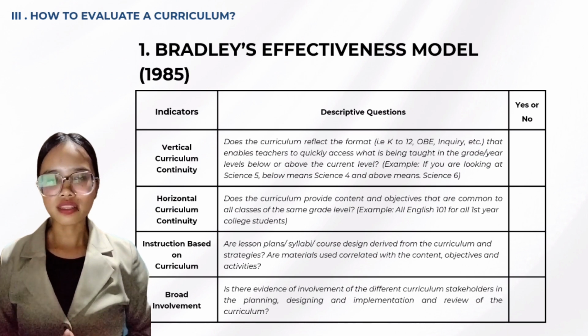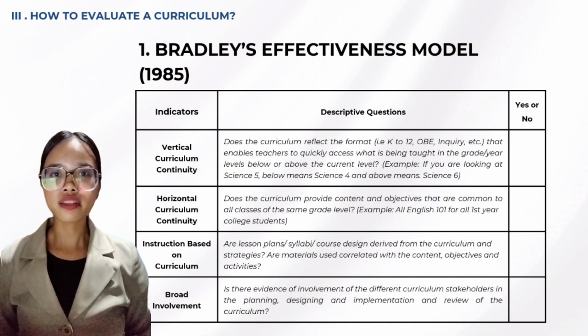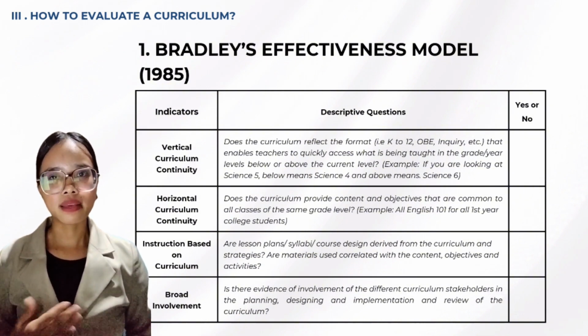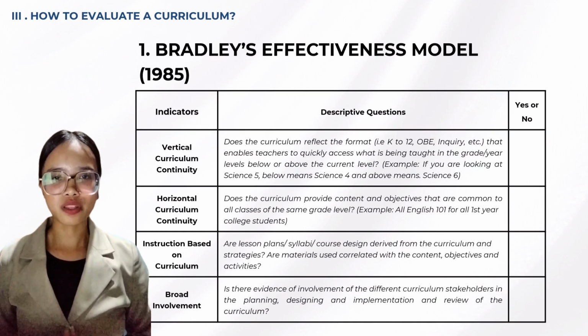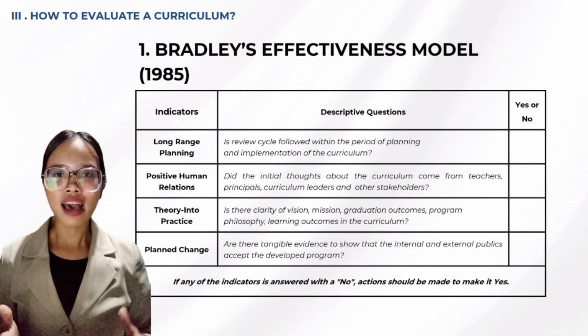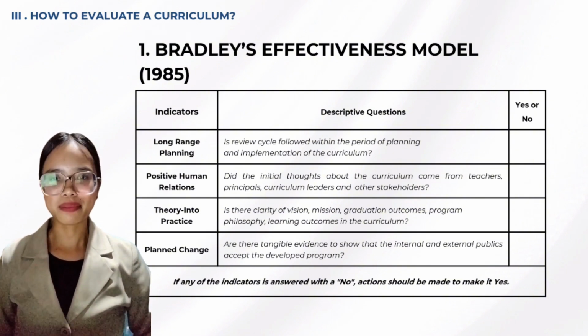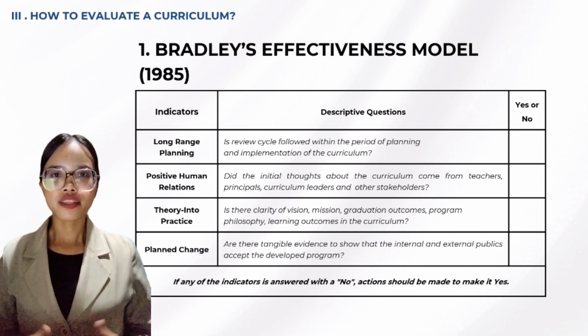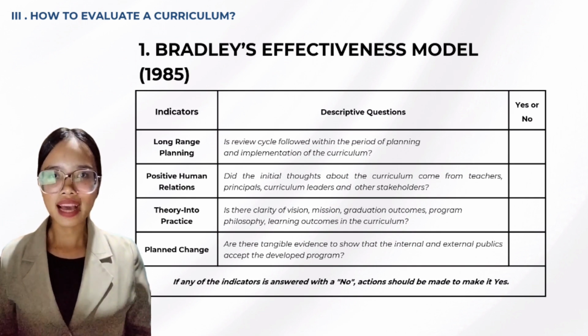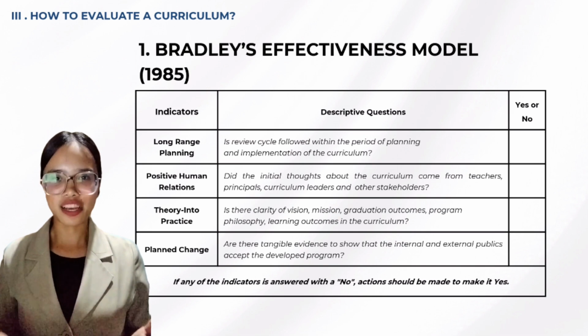Another indicator is the broad involvement. So this checks for evidence of involvement of curriculum stakeholders in the planning, design, implementation, and review of the curriculum. Another indicator is the long-range planning. So this asks if a review cycle is followed within the period of planning and implementation. The next indicator is positive human relations. So it asks if the initial thoughts about the curriculum come from teachers, principals, curriculum leaders, and other stakeholders.